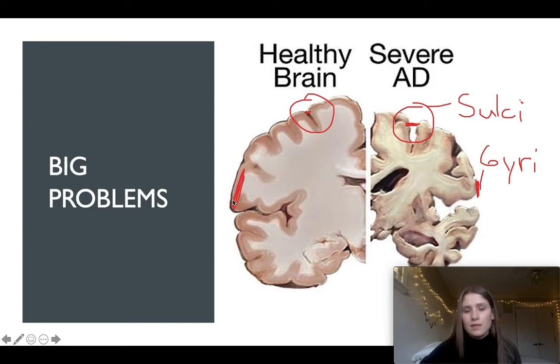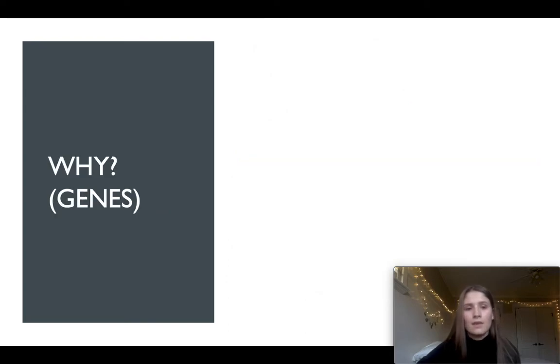See, we have the same spot, but a huge shrinkage going on. That's what happens. The sulci get bigger for the Alzheimer's disease, and the gyri get smaller. So, why? Why does this happen? It's mechanisms of neurons not connecting as well.